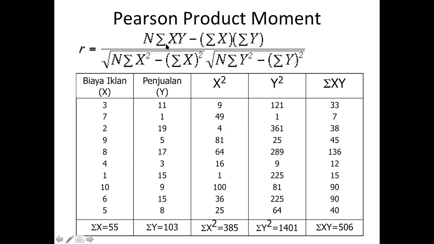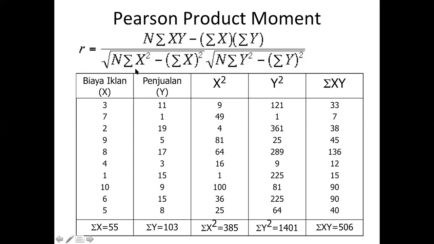Here is the formula. N, number of samples, that's 10, and then the sum of xy. x and y, this is the independent variable, the predictor, and this is the dependent variable. Multiply the x and y, and then we have this. And then here is the sum of x, and the sum of y is 103.